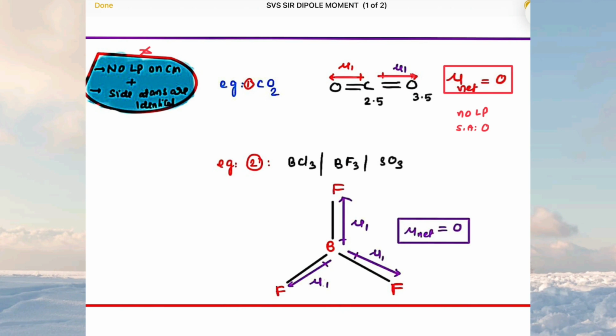BCl3, BF3, SO3: no lone pair on the central atom. The surrounding atoms are the same, similar. So therefore the net dipole moment is equal to 0.